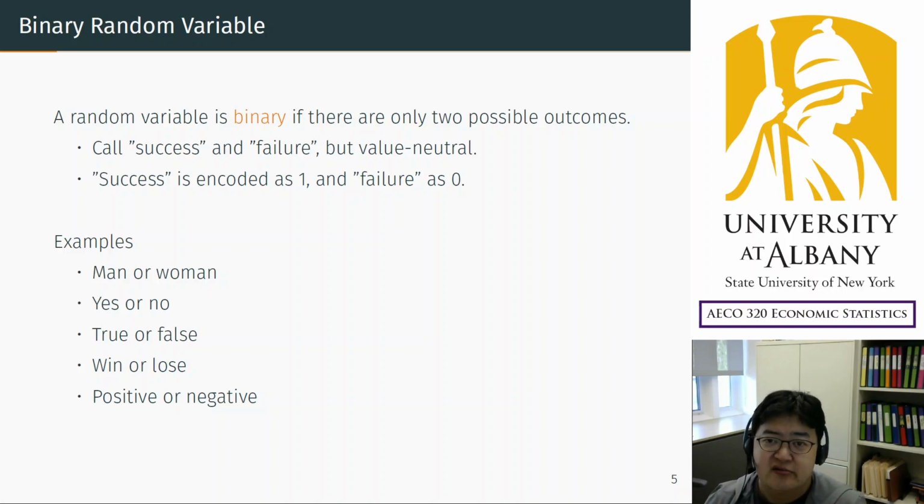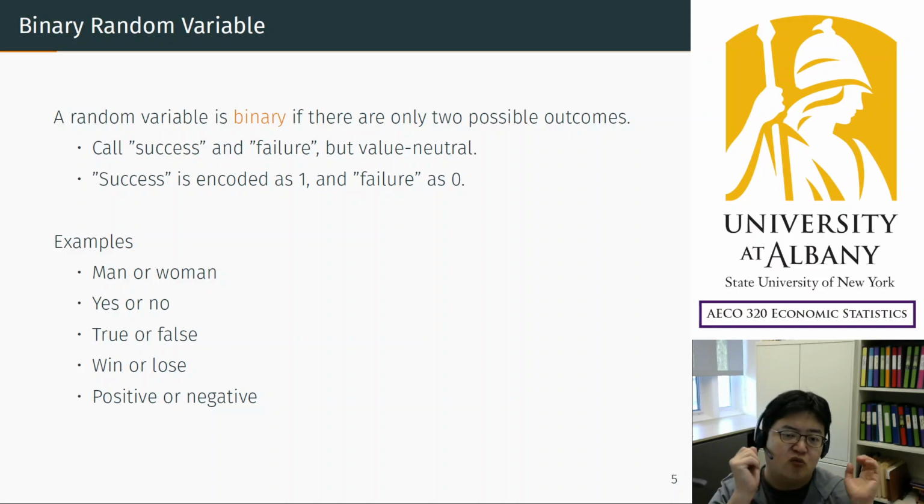But in general, generically, we are going to call the 2 outcomes success and failure. But by the way, even if I call them success and failure, it doesn't mean success is good and failure is bad. For example, with man and woman, if you call man success, that's also fine.